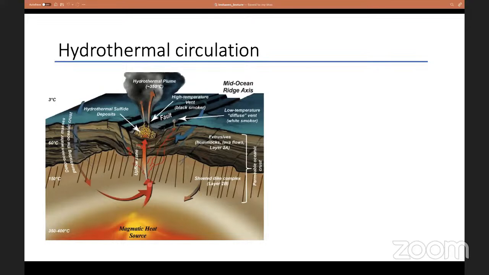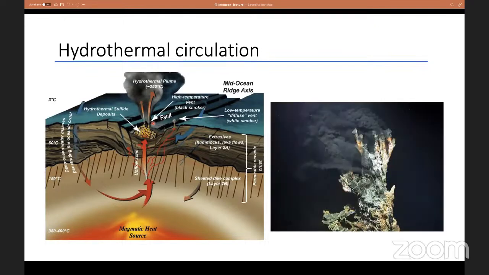And they can go all the way up to 400 degrees Celsius. And when this superheated fluid is heated up to that temperature, it gets buoyant and rises up to the seafloor, giving rise to what we famously call hydrothermal vents. So these are superheated seawater vents, made of mainly metals, and you have hot hydrothermal fluids actually coming out, which are highly enriched in various gases and compounds.